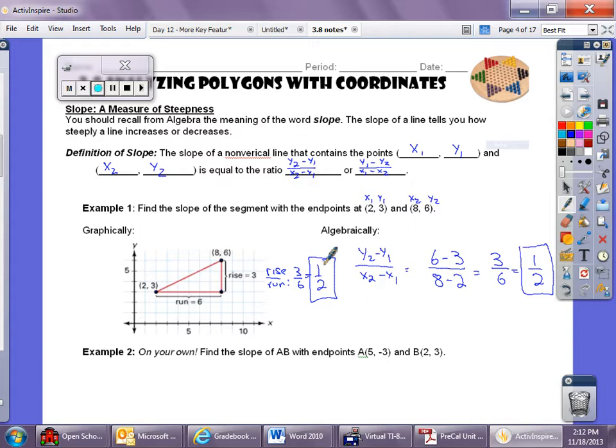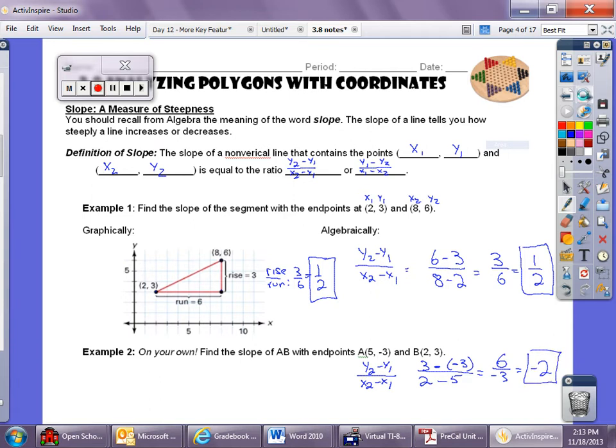So if we want to find the slope with endpoints (5, -3) and (2, 3), we simply use our formula y2 minus y1 over x2 minus x1. So we have 3 minus -3 over 2 minus 5. This is 6 over -3, which is -2. It has a slope of -2.